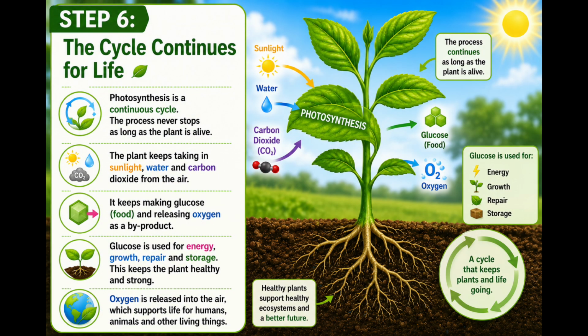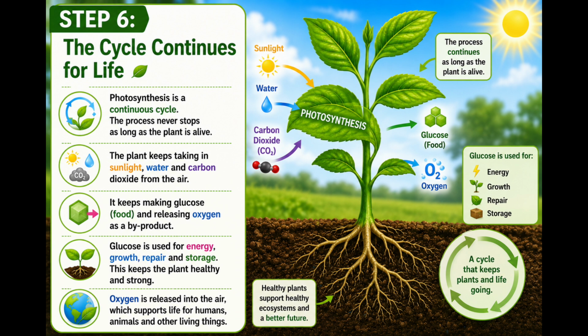The journey doesn't end here. It continues every single day. As long as a plant is alive, it keeps carrying out photosynthesis. Day after day, it absorbs sunlight, takes up water through its roots, and collects carbon dioxide from the air. These raw materials are continuously converted into glucose, the plant's food. The glucose provides energy, supports growth, repairs damaged cells, and is stored for future use whenever the plant needs it.